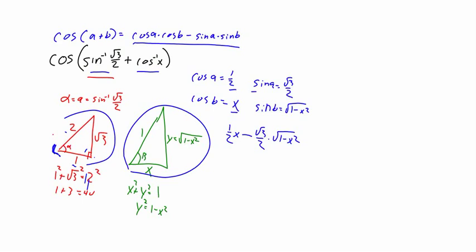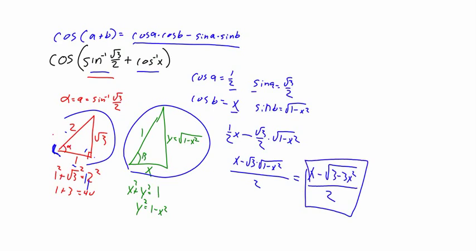Okay, so let's bring those together. It's x minus square root of 3 times the square root of 1 minus x squared, all over 2, which simplifies to x minus the square root of 3 minus 3x squared, all over 2. So this is the algebraic expression of our original expression up here at the top.